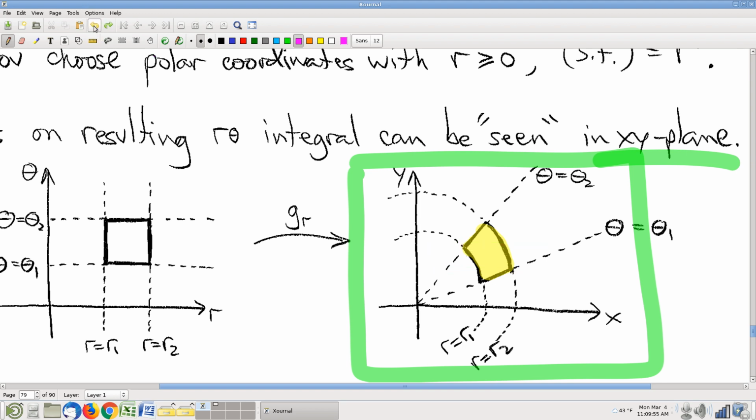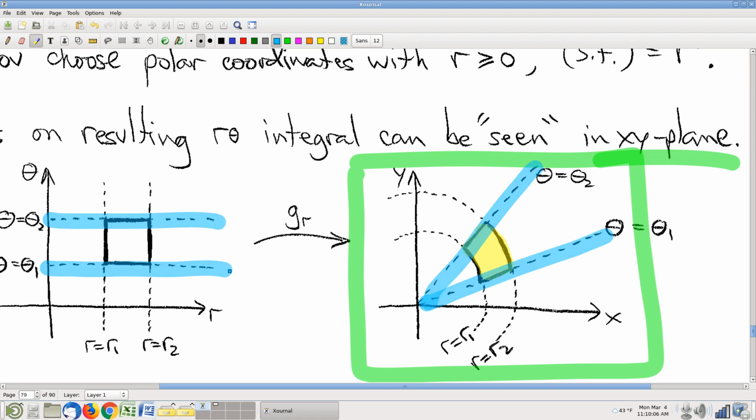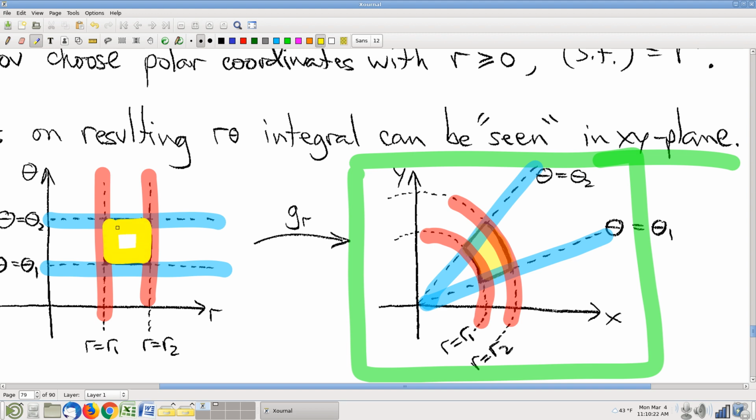Okay, so I make the observation that this region is bounded by these two curves, which are straight lines in the r theta plane, and it's bounded by these two curves, which are straight lines in the r theta plane also. So nice pullback. When we do our pullback integral, using this as our change of variables, our new domain is going to be a rectangle, and isn't that nice?